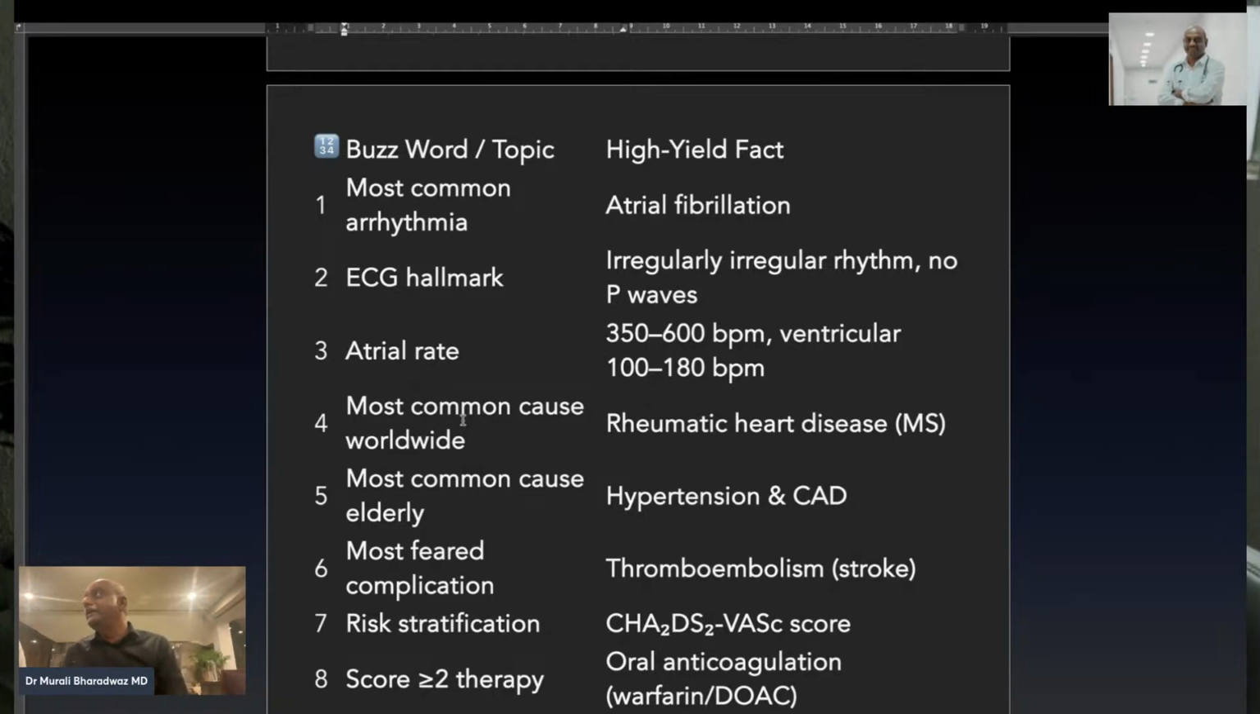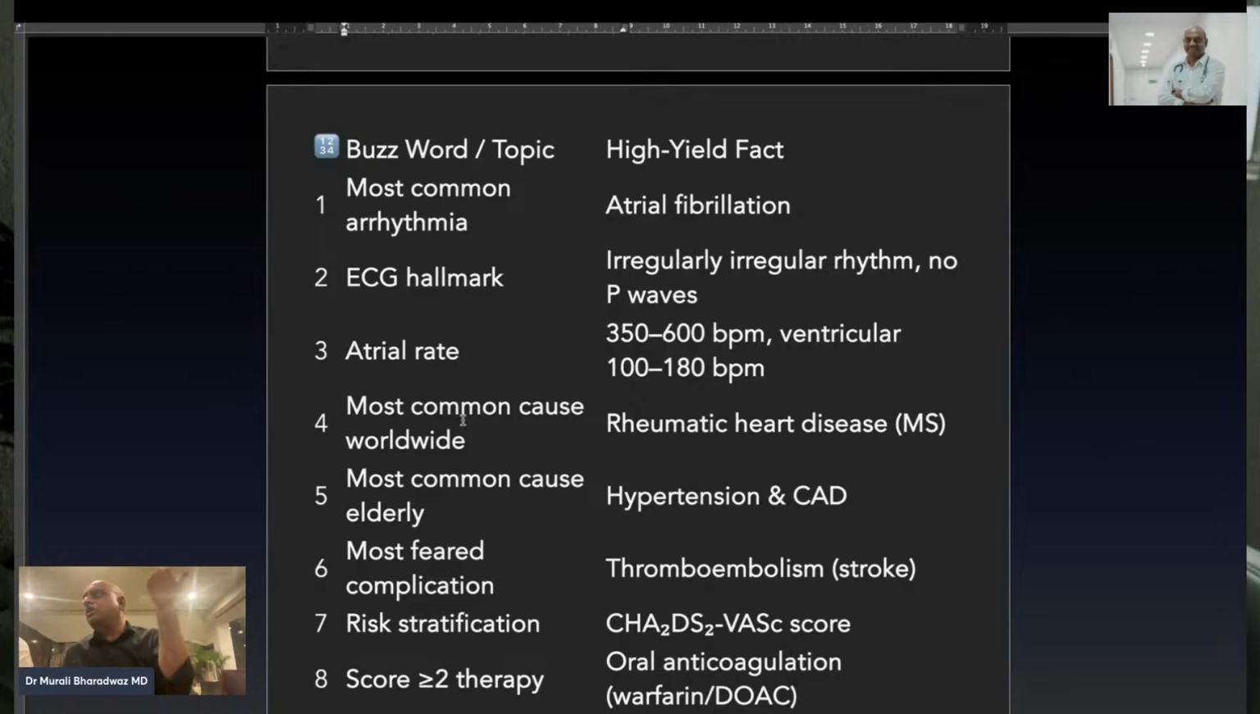Why is the ventricular rate 100 to 180? The moment very high atrial fibrillation is there, it automatically will induce an AV block, so that the ventricular rate will become diminished, because all that atrial fibrillation cannot go into the ventricle.